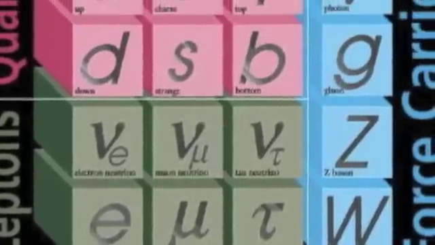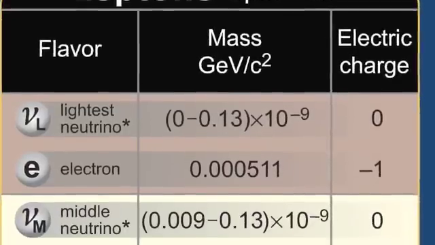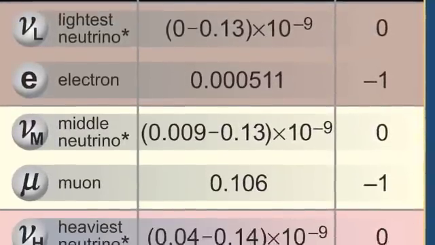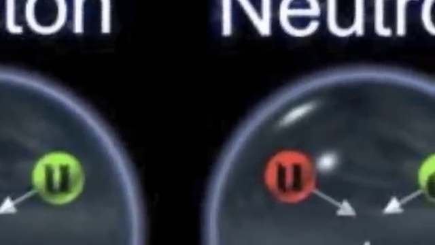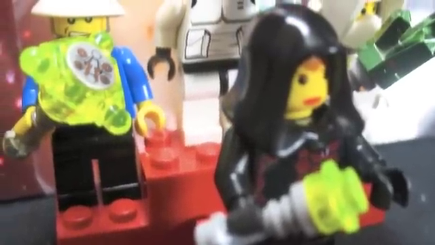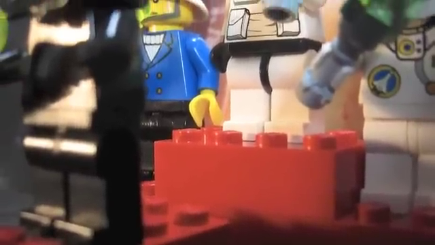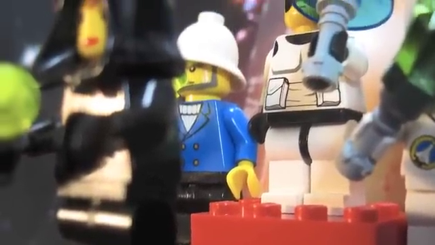Part 2. The standard atomic model consists of 3 main sections. Leptons, elementary particles such as the electron which do not hold the nucleus together. Quarks, which make up hadrons such as protons and neutrons. And bosons, particles that carry the 4 fundamental forces: gravity, electromagnetism, weak force, and strong force.